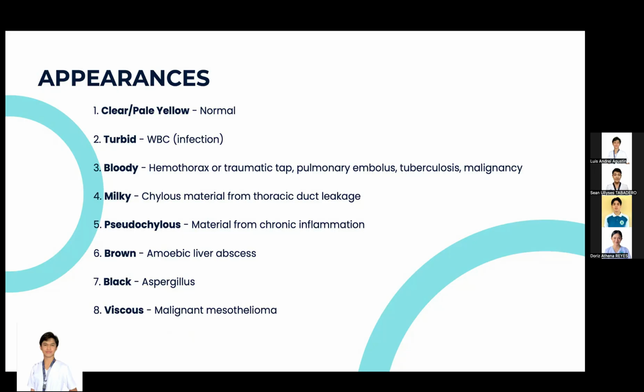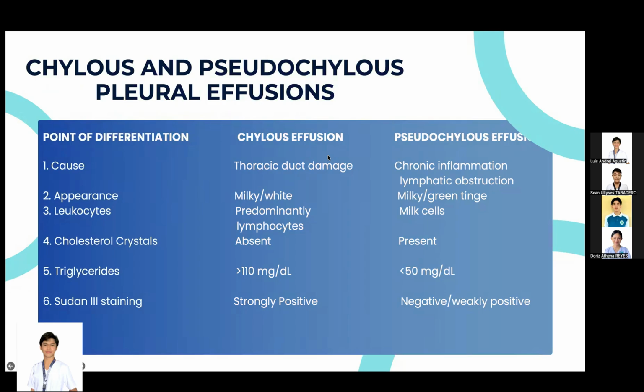Next, lastly, we have viscous fluid. The fluid here is often seen in malignant mesothelioma, a type of cancer linked to asbestos exposure. Next, we have the comparison between chylous and pseudochylous pleural effusions.